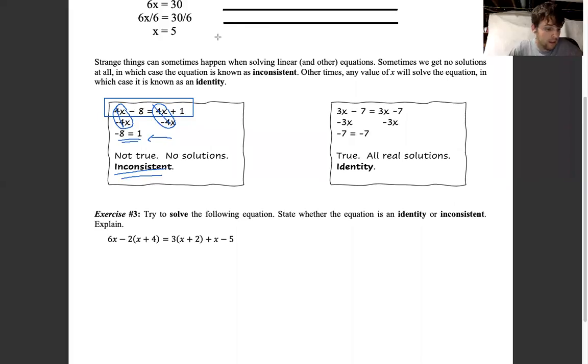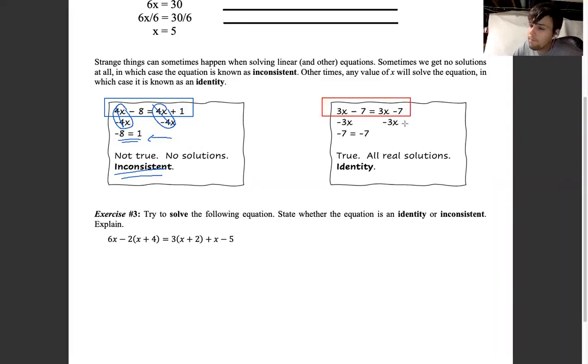Again, notice how in this equation, the x's all canceled out, and what we were left with was not a true statement, meaning no solutions, inconsistent.